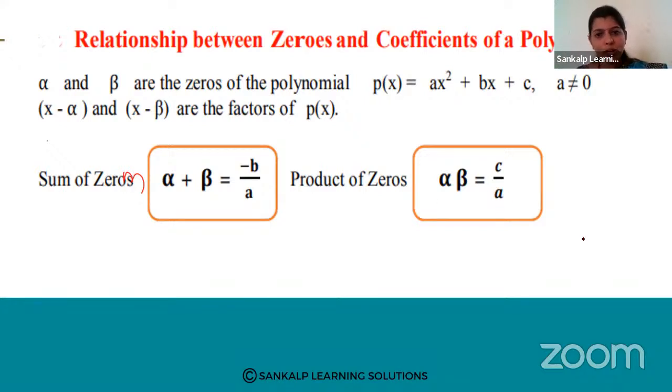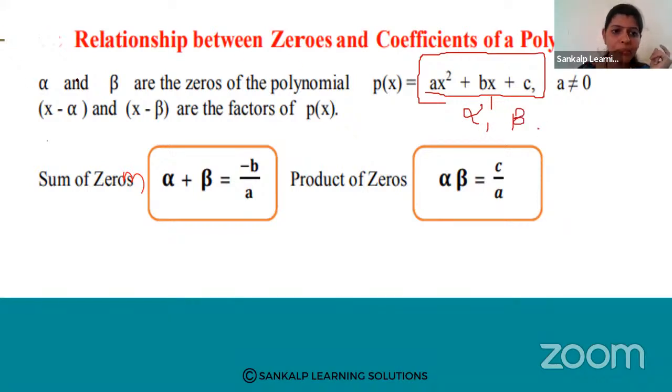The standard form of a quadratic polynomial is ax square plus bx plus c, right? If it is a quadratic polynomial, how many zeros does it have? It has 2 zeros, one is alpha and another one is beta. So alpha and beta are the zeros of the polynomial p of x is equal to ax square plus bx plus c. Here one condition is there, that is, a is not equal to 0.